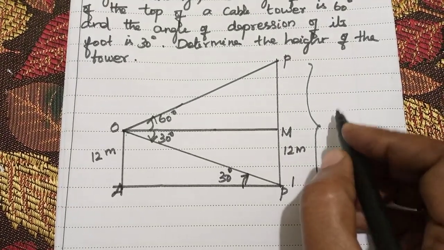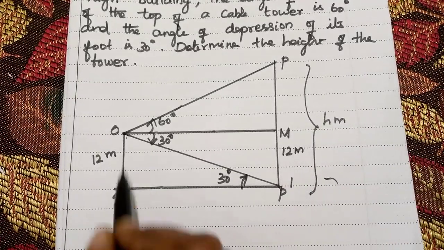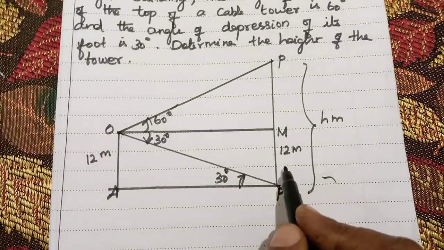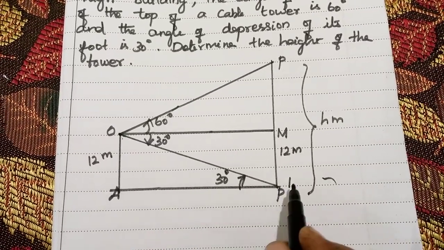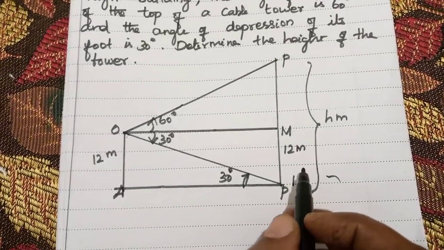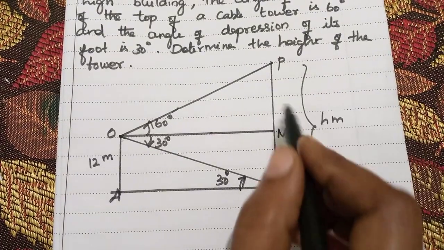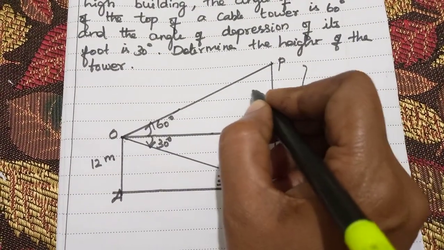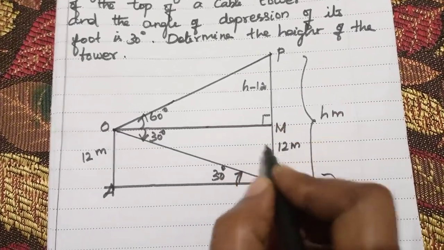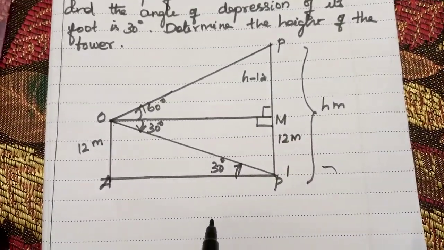Let us take the height of the tower as H meters. Here OA and P dash M will be equal. OA is given as 12 meters, so P dash M is equal to 12 meters. In total we have considered H meters, so PM will be H minus 12. Okay, it is a right triangle, and this also is a right triangle. So, what are the values given? Let's write.